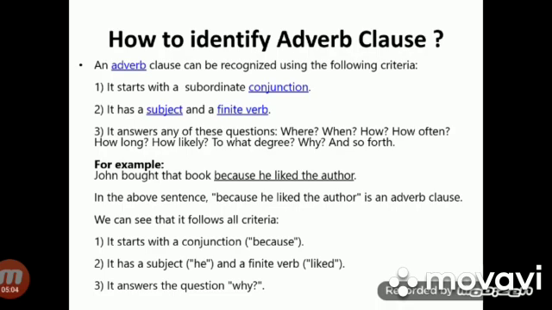For example, John bought that book because he liked the author. In the above sentence, because he liked the author is an adverb clause. We can see that it follows all criteria. First, it starts with a subordinating conjunction because. Second, it has a subject he and a finite verb liked. Third, it answers the question why John bought the book.